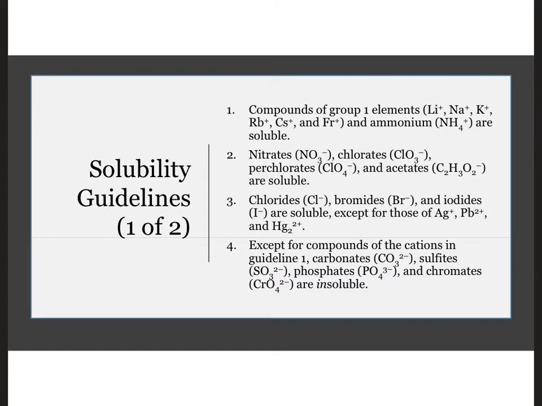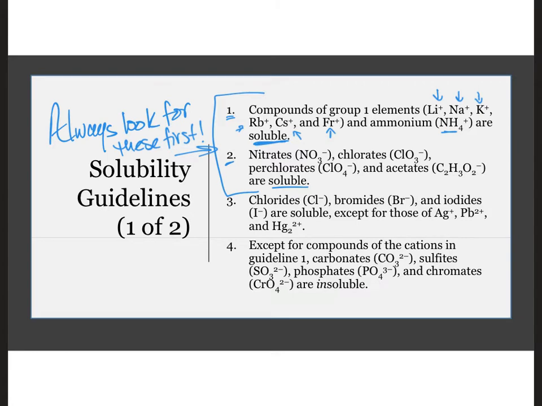The solubility rules classify ions and compounds according to their general behavior. First, ammonium and group 1 metal compounds are always soluble. Second, nitrates, chlorates, perchlorates, and acetates are also always soluble. Third, the halides, chloride, bromide, and iodide, are soluble except for when they form compounds with silver, lead-2, and mercury.